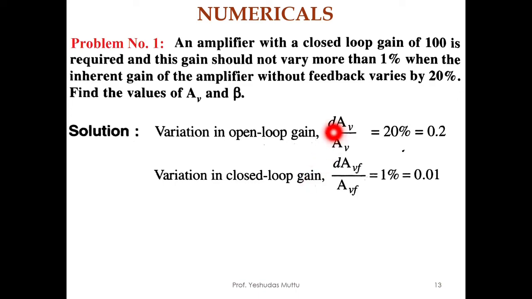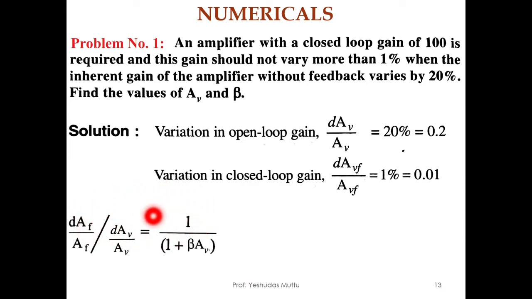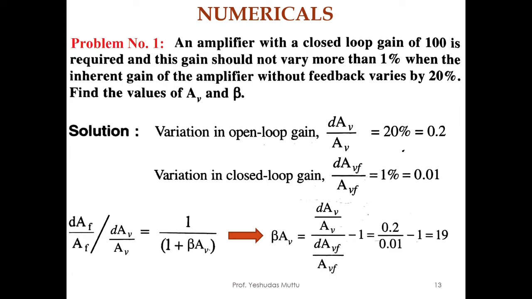So from these two things, I know that the ratio of dAVF upon AVF whole divided by dAV upon AV is nothing but 1 upon 1 plus beta AV. This we had just derived, so I am going to make use of that. Substitute what all things you have. You have this ratio, and you don't have beta, you don't have AV, because both are asked to find out. So what you will get is beta AV. Substitute and get it. I have got it as 19, but you all check the values later.